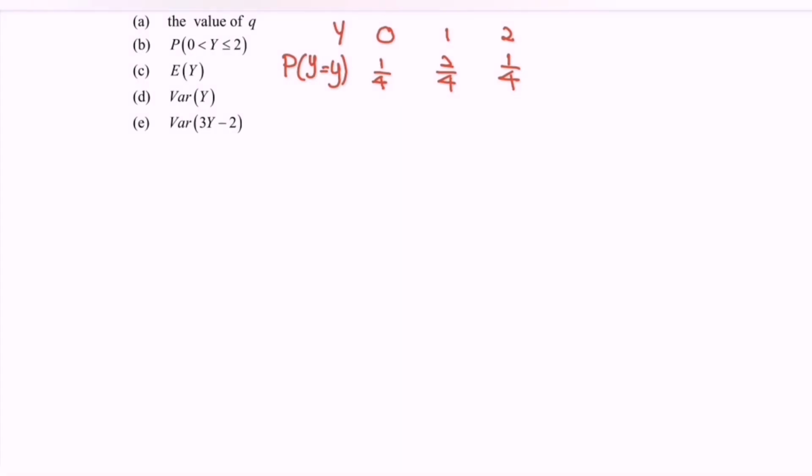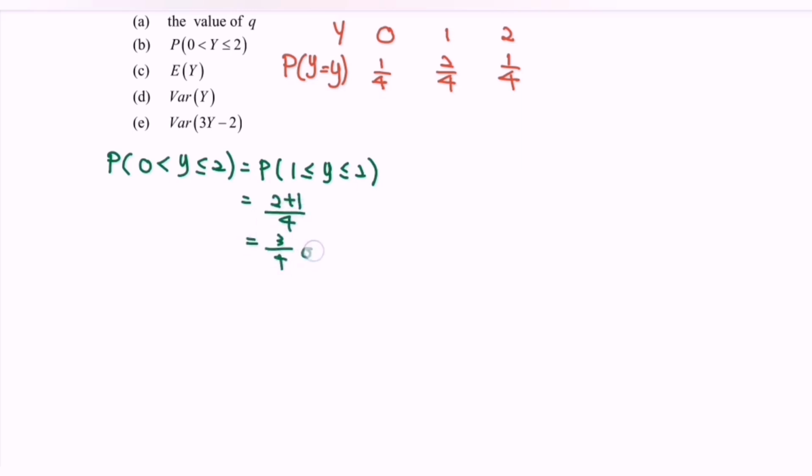Next, focus on B. The probability that y is greater than 0, less than or equal to 2. First, we have to modify the situation where we have the equal sign. So the probability that y is greater than or equal to 1, less than or equal to 2. In here, we need the 1 and 2. So kindly sum up, where we have 2 over 4 plus 1 over 4. So the answer is 3 over 4, or 0.75.